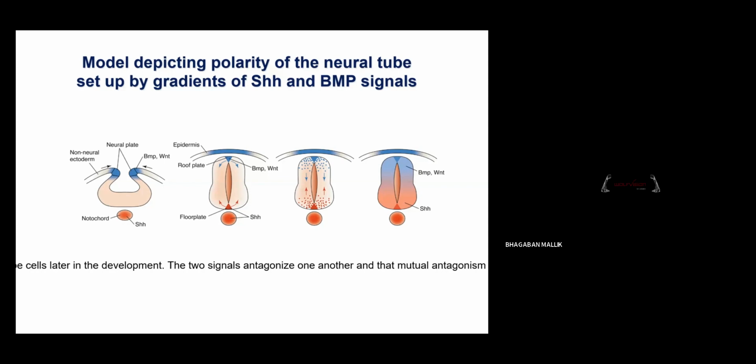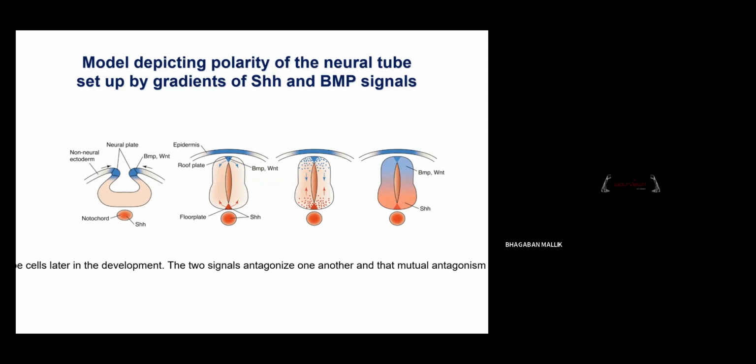Okay, so this is how it happens during development. First you have expression of sonic hedgehog, the ventral signal from the notochord. Then you have development of the ventral part. Now you have expression of BMP or Wnt from the dorsal region, and you have specification of the dorsal part. So this is how the two signals antagonize one another. The mutual antagonism is required for the dorso-ventral patterning of the nervous system.